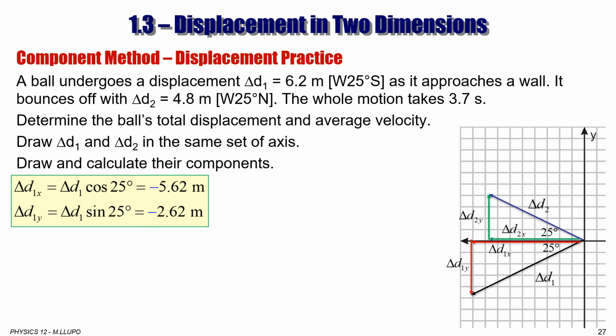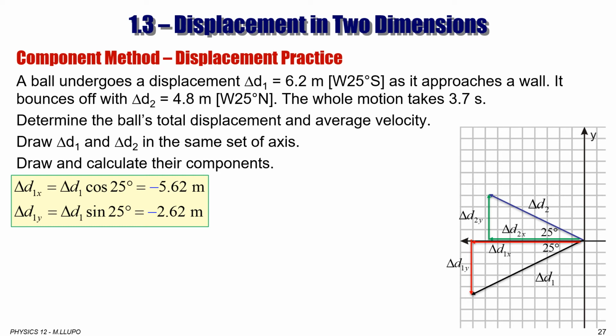Okay, and then calculate ΔD1x, which is equal to ΔD1 cosine 25°. Why cosine? Because ΔD1x is adjacent to the 25° angle, it's beside the angle. ΔD1y is in front of that angle, that's why we use sine. But both, since ΔD1, and you should know that by now, is in the third quadrant, both the x and y components have to be negative.